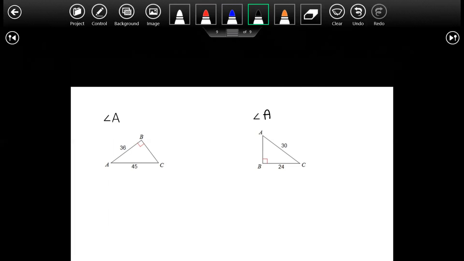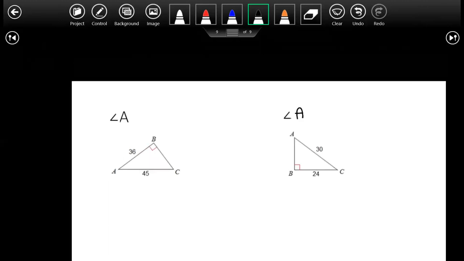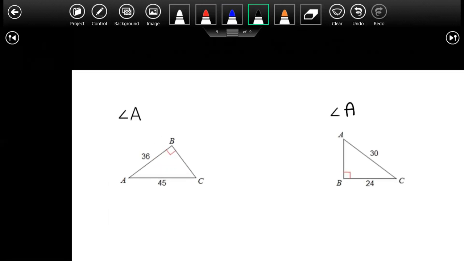Is it cosine? Let's see why. No, I'm going to show you a way to do it. Hold on, don't get ahead of yourself. There's a reason why it's cosine. What we're going to do first is the traditional things we've always been doing. What's the first step we usually do? Label and find the reference angle. Our reference angle right here is A. Let's label all the sides that we have. What's the opposite side?